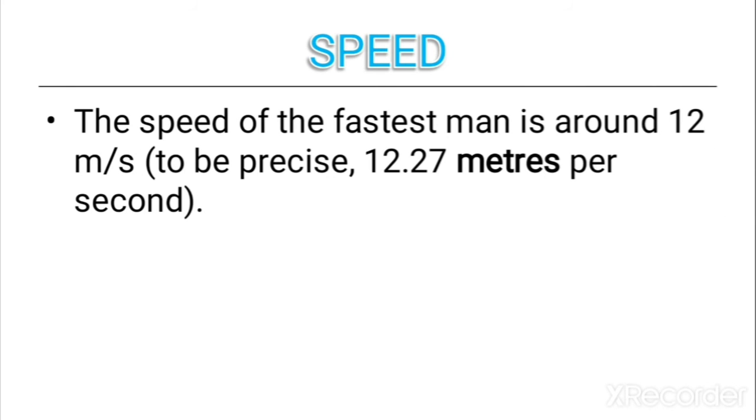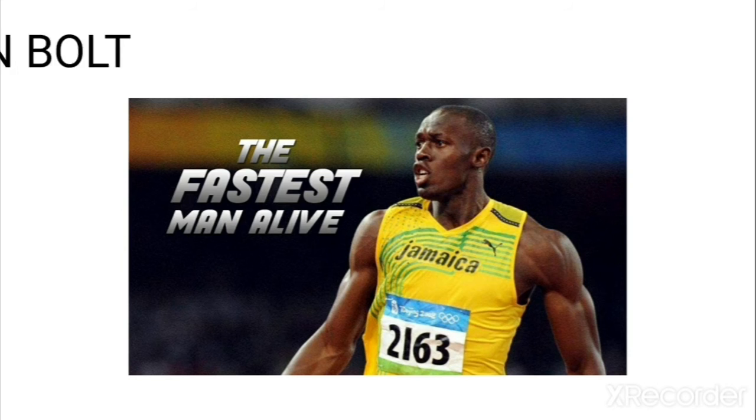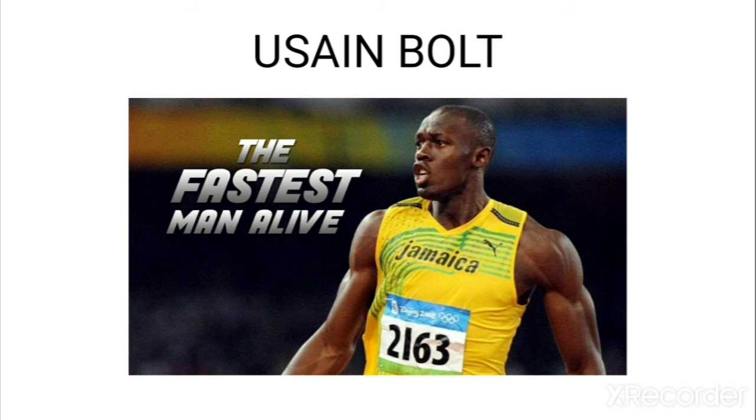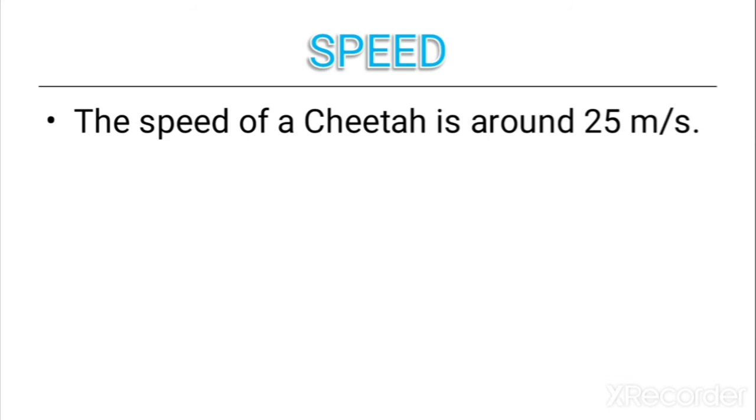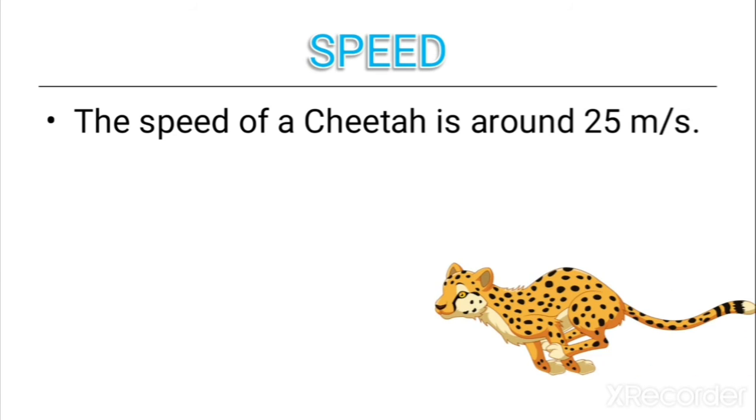The speed of the fastest man is around 12 meters per second. To be very precise, it is 12.27 meters per second. This is the speed of the fastest man in the world. And who is that man? He is Usain Bolt. So Usain Bolt is the fastest man on this planet. Then comes the speed of cheetahs, which is around 25 meters per second, which is also great.